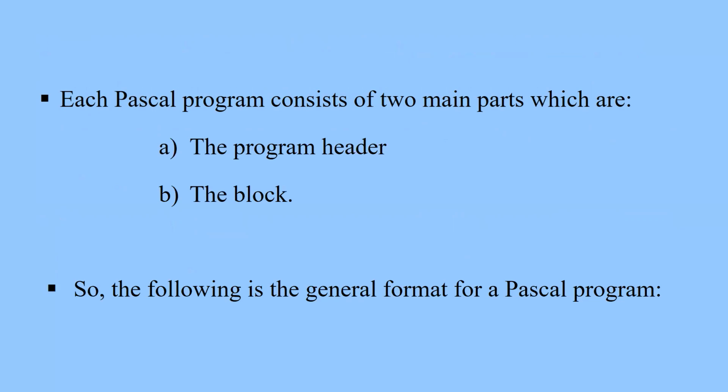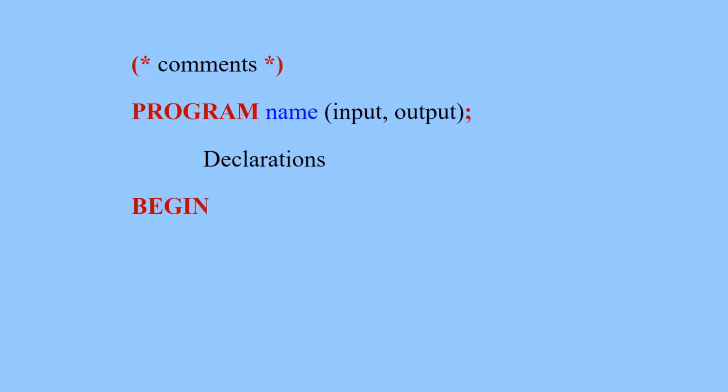So the following is a general format for a Pascal program, just as you have seen a format for C. Here we have our comments part. You can see this is the whole structure. So we have the part for comments. This is how we make our comments in Pascal. Look at the difference. In C, these were forward slashes. But in Pascal, we have these parentheses and these parentheses. Whatever is in between here is your comment.